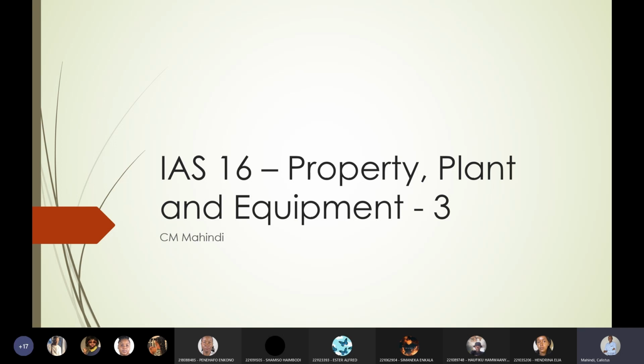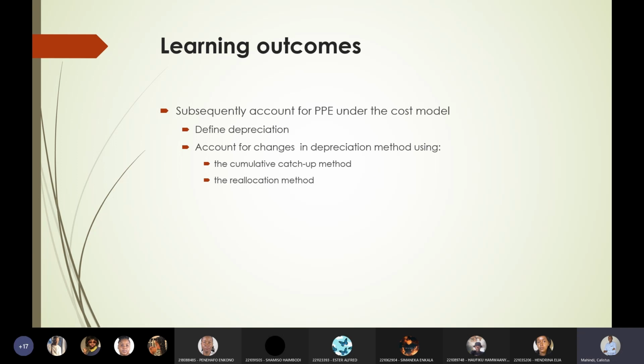This is the third set of slides on property, plant, and equipment. And what are the learning outcomes for this unit? You should be able to subsequently account for PPE under the cost model, which is basically cost minus accumulated depreciation minus accumulated impairment losses. But in this specific lesson, we're going to look at depreciation. So by the end of this lesson, you'll be able to define depreciation, and you'll also be able to account for changes in the depreciation method using the cumulative catch-up method and the reallocation method. Those are the two methods we're going to look at today.